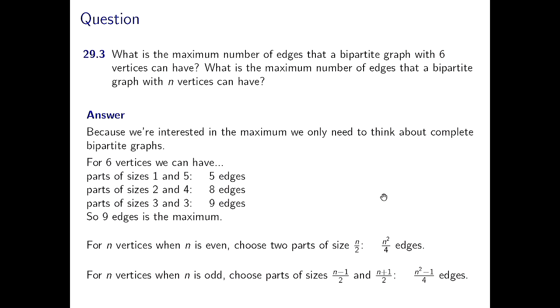Cool. That's obviously only a maximum. A bipartite graph could have, on n vertices, any number of edges up to that, because you could start with one of those and just delete some edges if you wanted to. It'd still be bipartite.